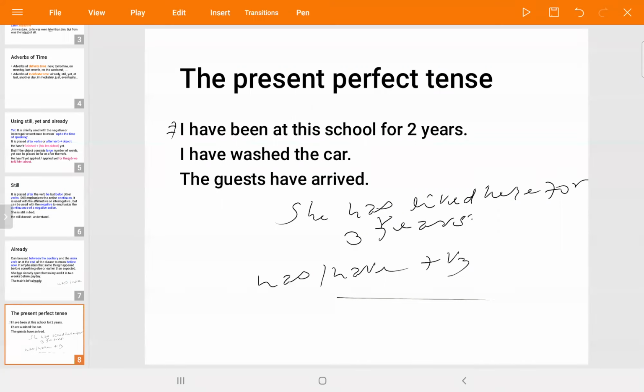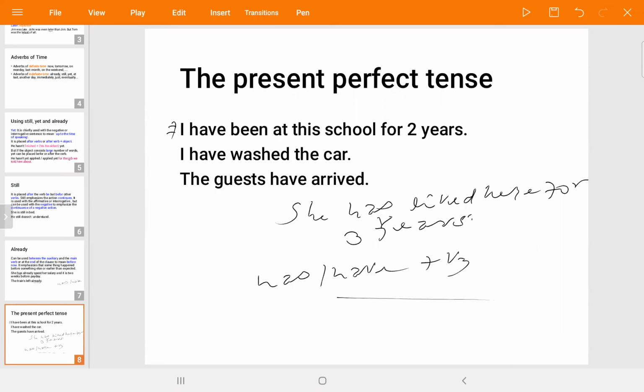So are they similar? The use of these two sentences, number 1 and number 2. Number 1, we said it's about the time till now. I have been at this school for 2 years. Have you seen it? Starting from 2 years till now, or maybe continuing to the future. So present perfect tense is used to express activities started in the past and continuing to the time of speaking.